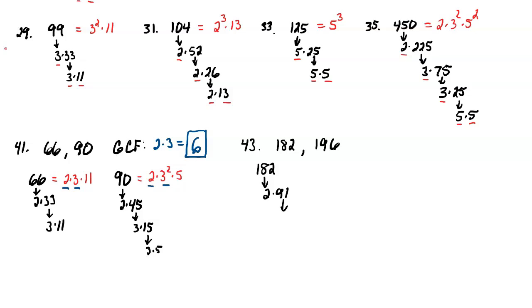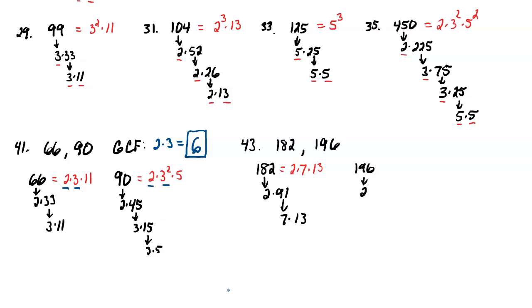So with a calculator, a little bit of time maybe, you can get 7 times 13 is 91. And 13 is a prime number. So 182 is 2 times 7 times 13. Now let's do the number 196.